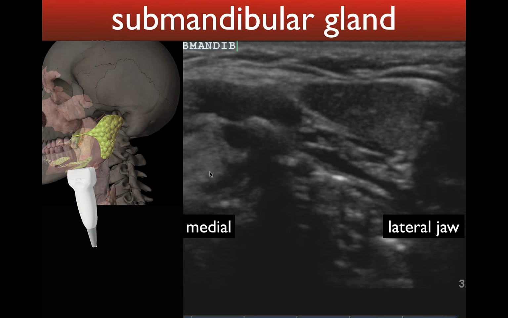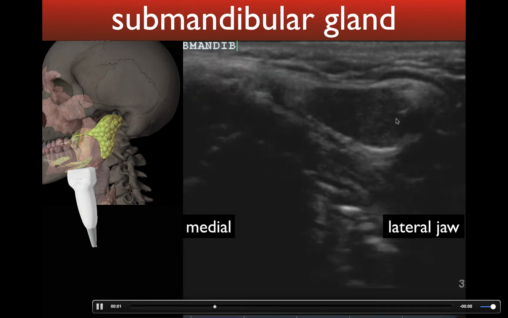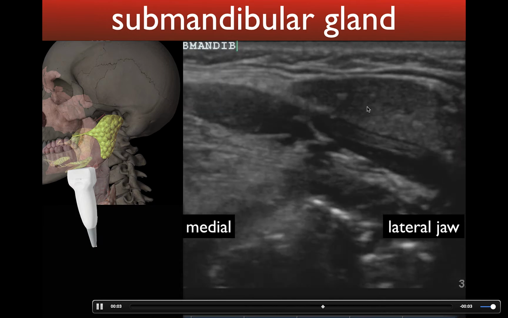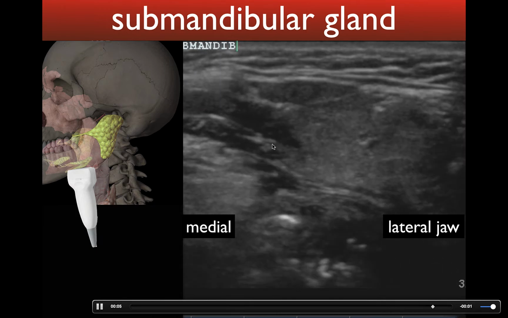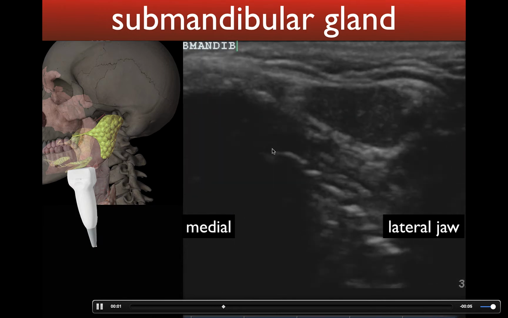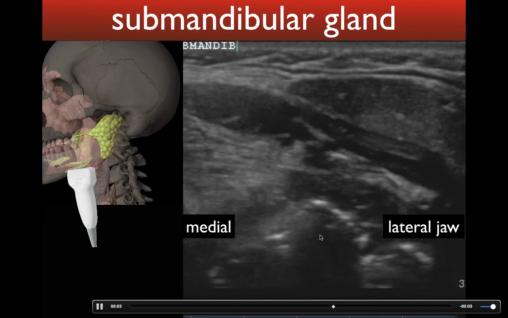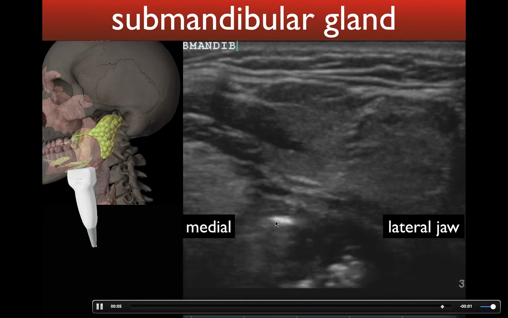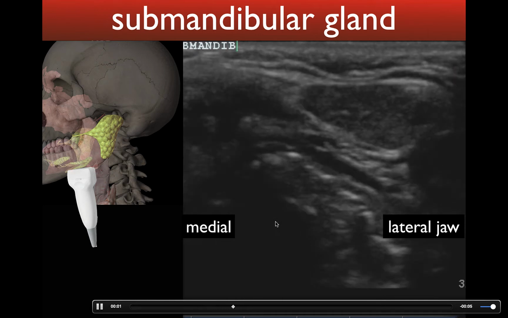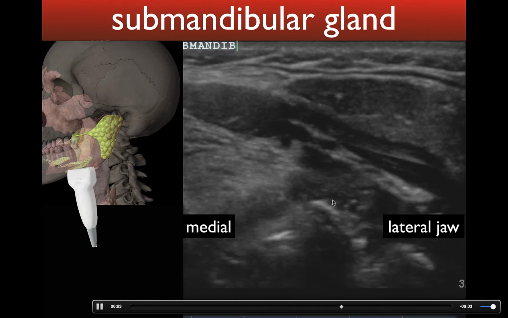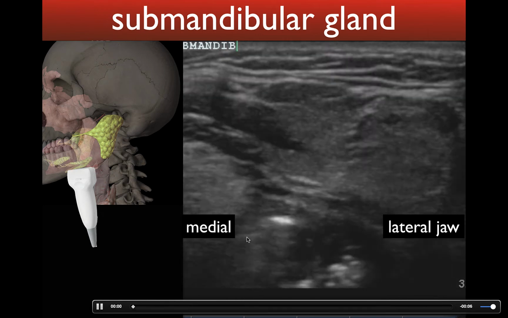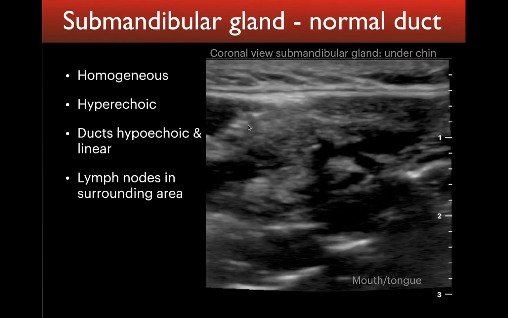On this particular view, this is medial and this is going to be lateral. As we scan through this, you'll see the submandibular gland show up, a little bit of muscle underneath it. And then interestingly, deep to this is actually the floor of the mouth. So up here, we're seeing these little air pockets here. That's actually the saliva in the mouth, little air bubbles in there. So you can actually ultrasound up into the tongue in some of these patients.